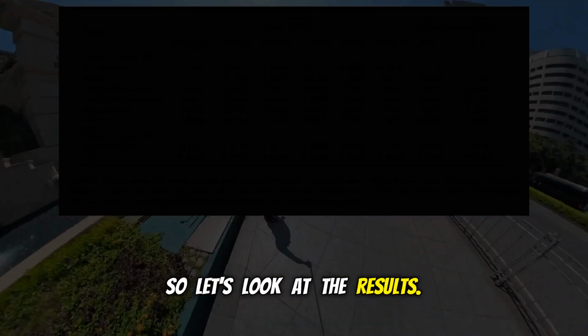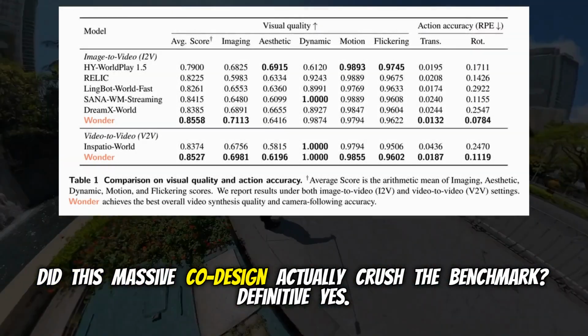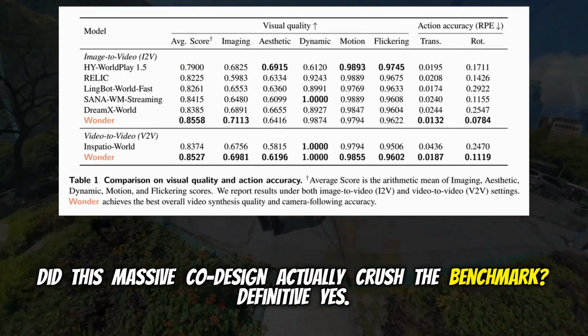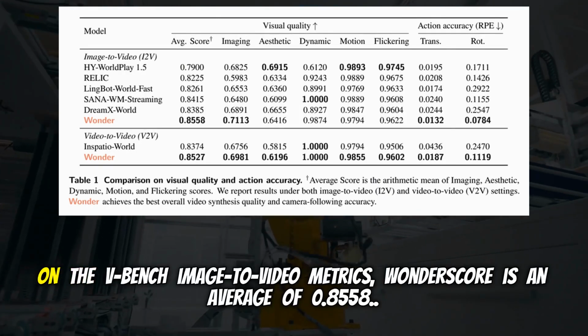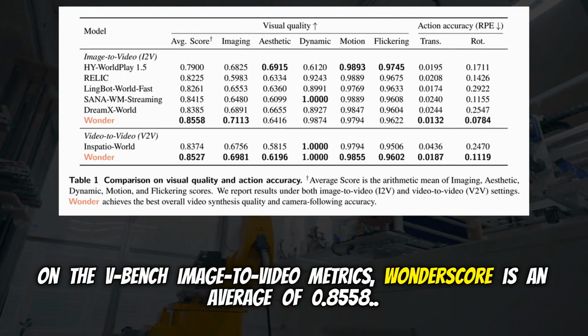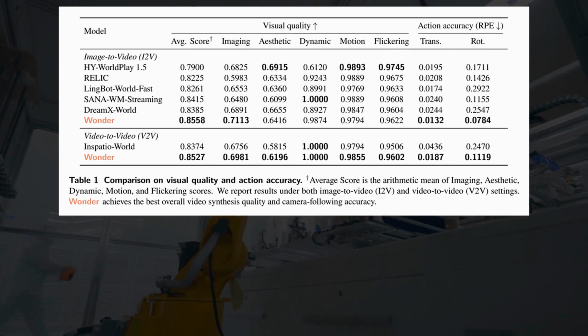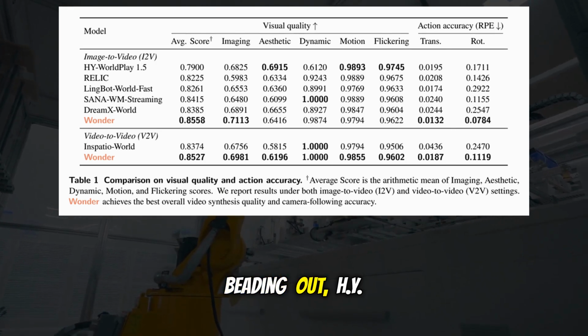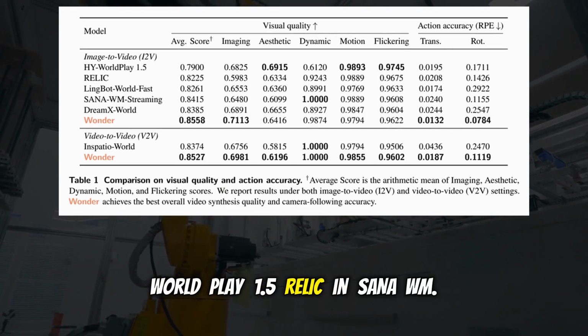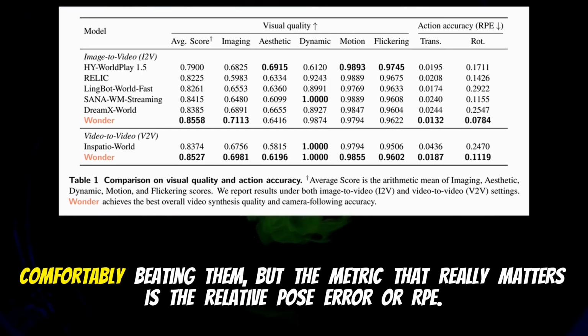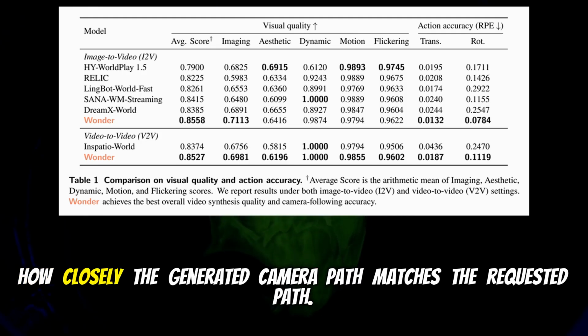So let's look at the results. Did this massive code design actually crush the benchmarks? Definitive yes. On the VBench image-to-video metrics, Wonder scores an average of 408,558, beating out HY WorldPlay 1.5, Realiscy, and Santa WM. Comfortably beating them. But the metric that really matters is the relative pose error, or RPE. Right, how closely the generated camera path matches the requested path.